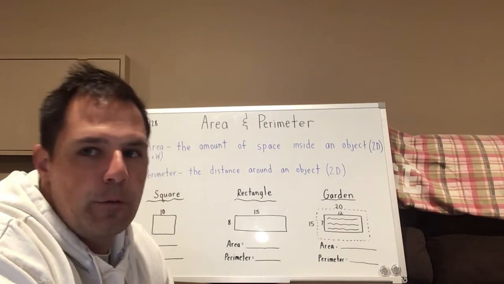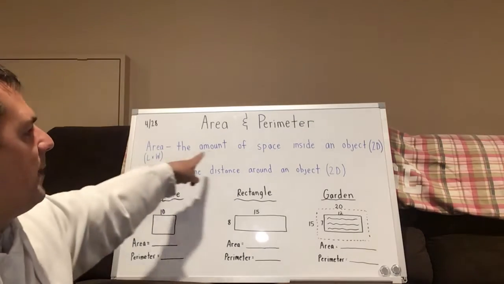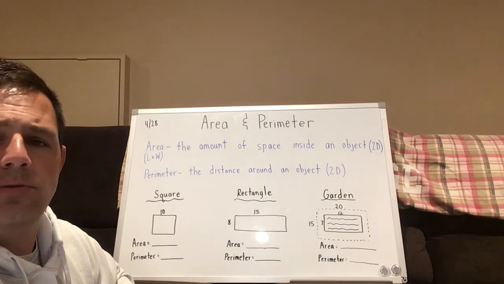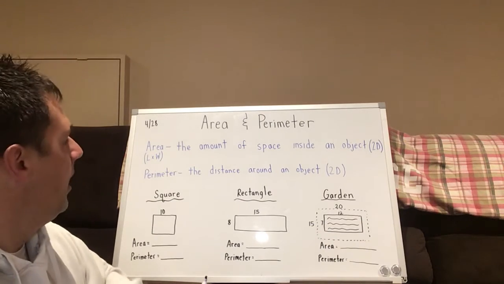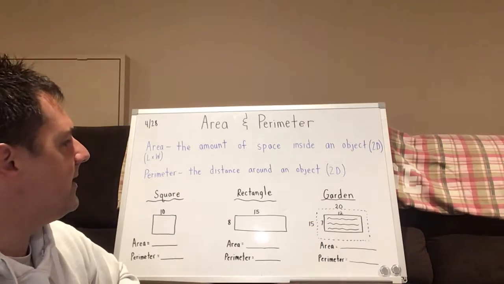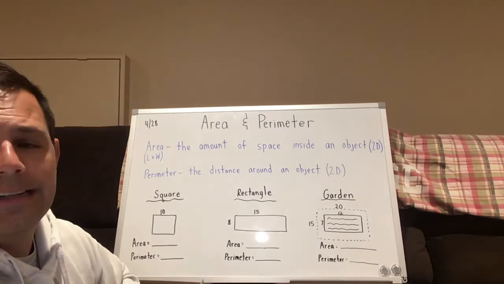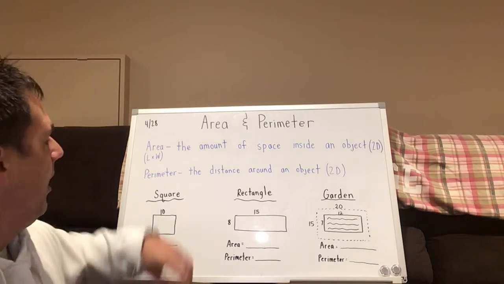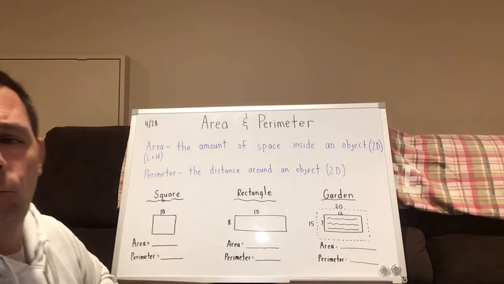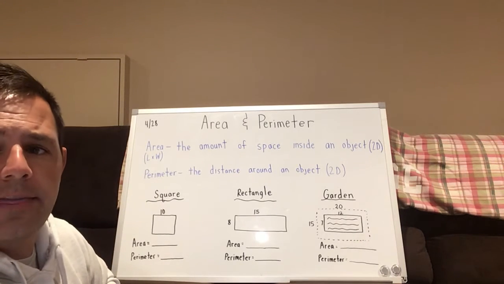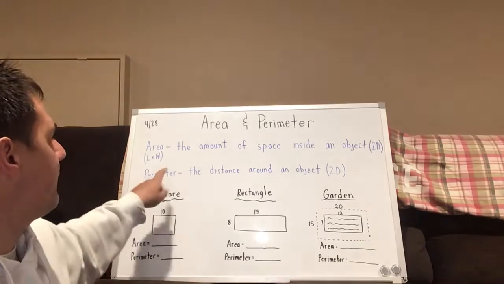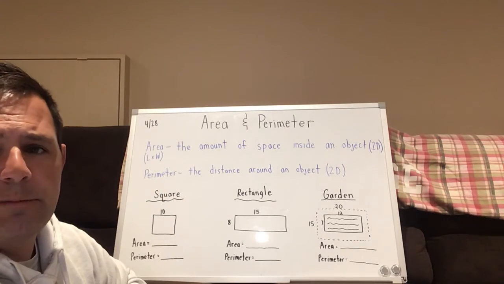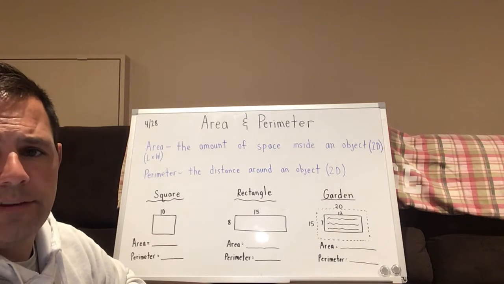But the first thing we have to remember is just that area is the amount of space inside an object. And we're just really going to talk about 2D or two-dimensional objects. And then the perimeter is the distance around an object. Again, we're going to talk about 2D shapes or two-dimensional shapes. For area, you want to remember the equation or the formula length times width. And then for the perimeter, there's an equation, but really what we're going to be focusing on is just adding up all of the sides.